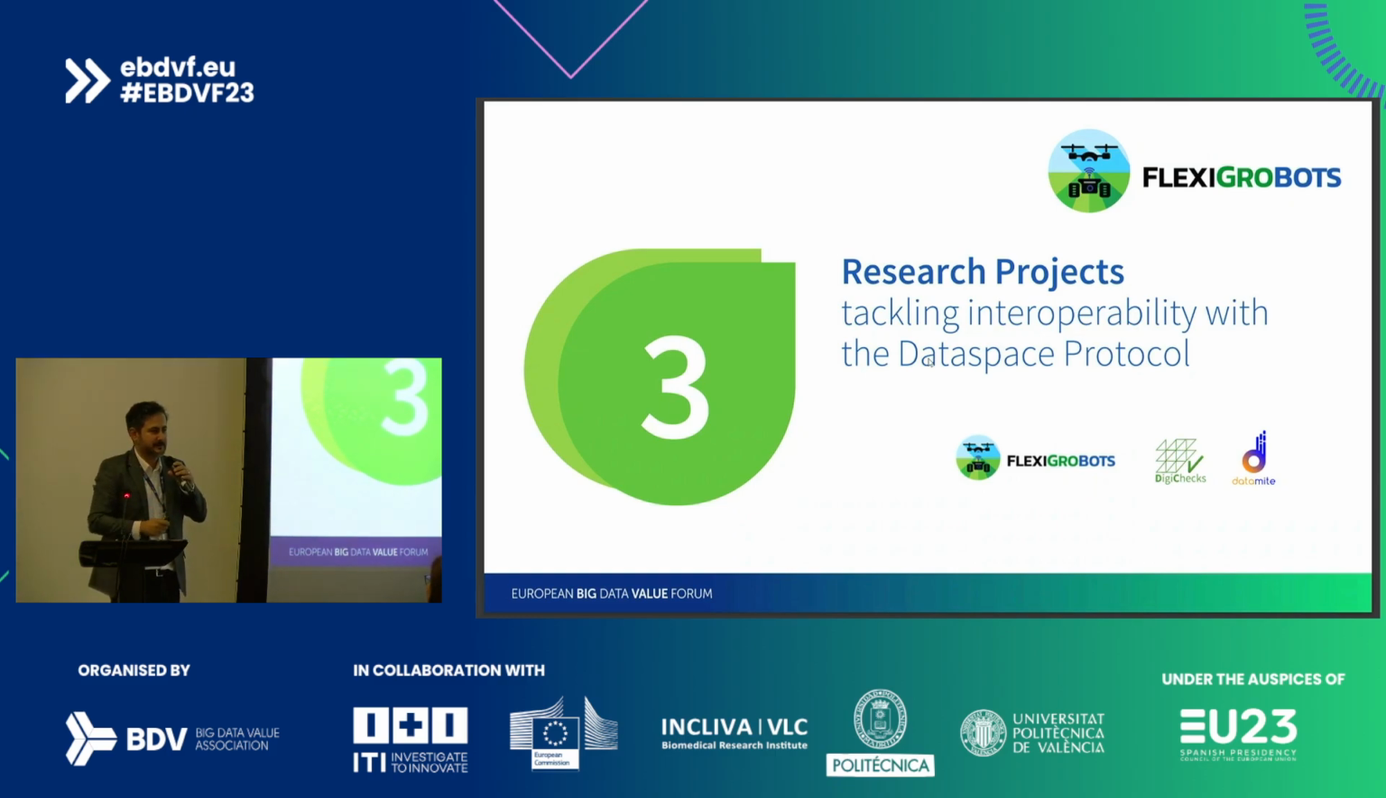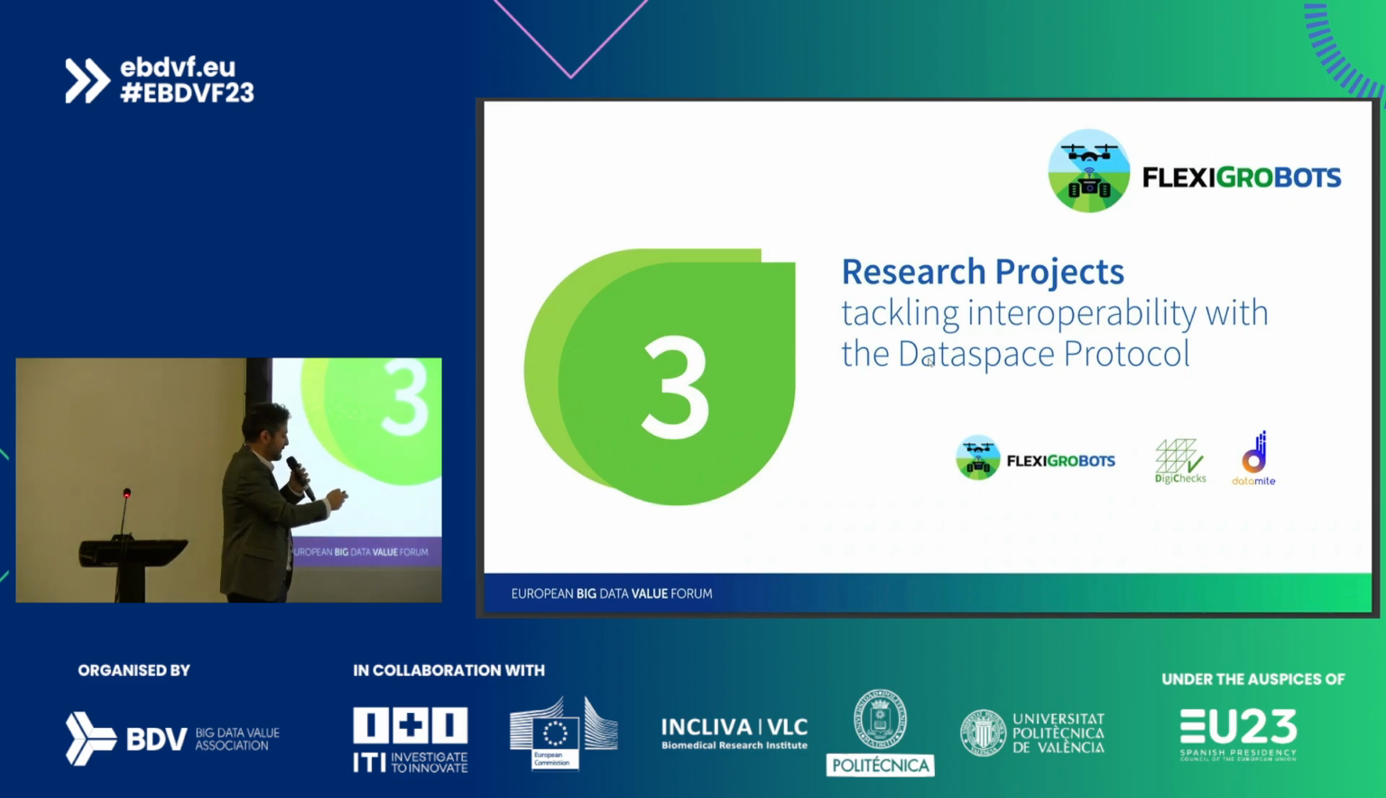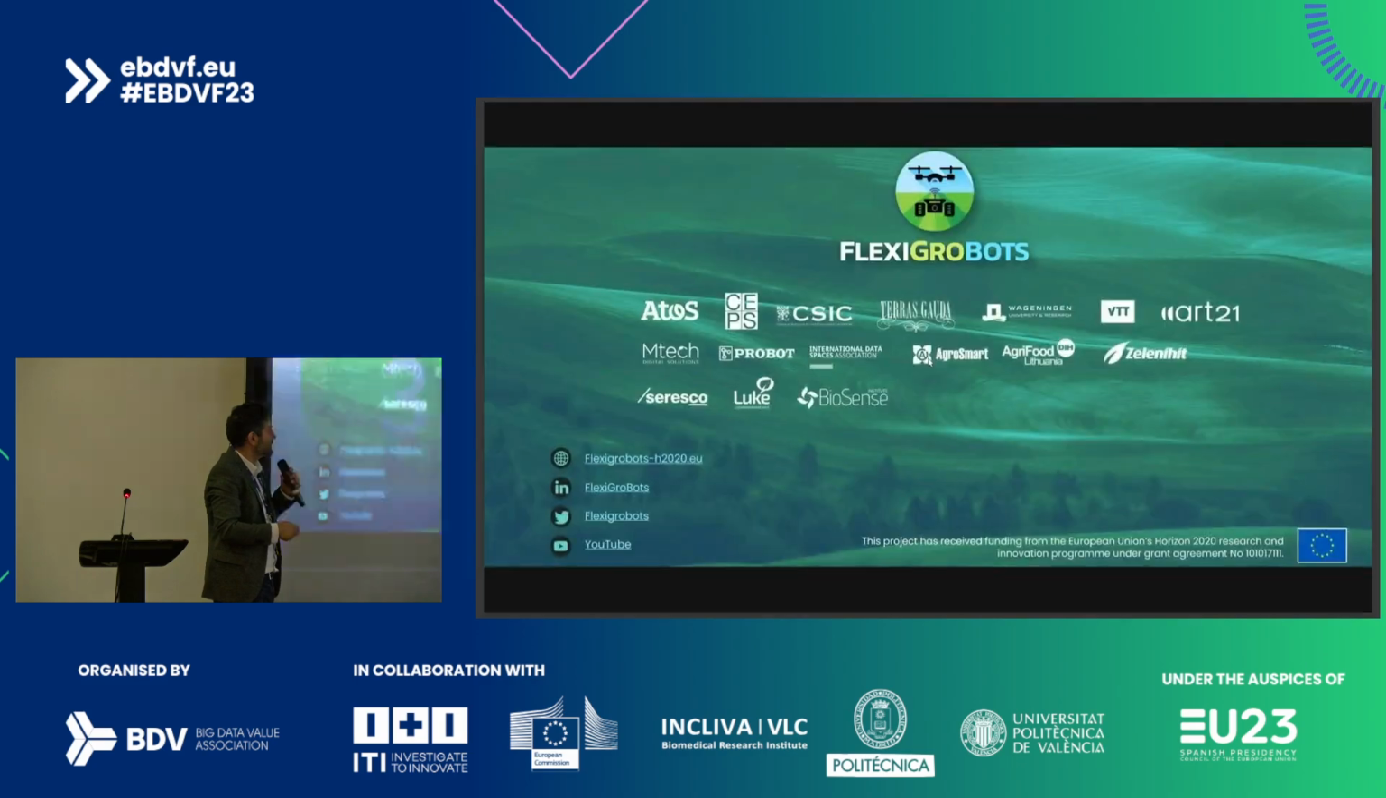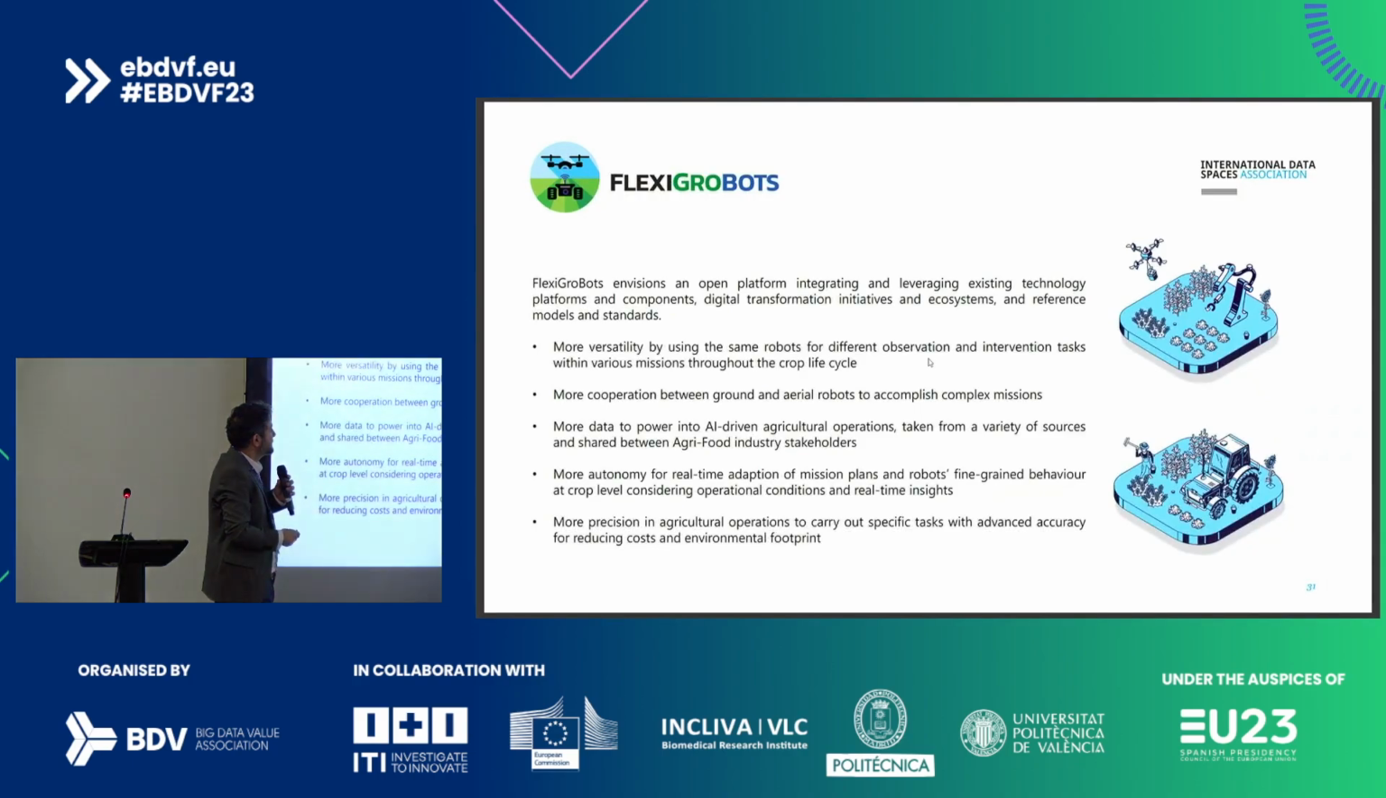Okay, this is another wake-up call. I will be talking about the FlexiGrobots project and how the project tackles the matter of interoperability. The FlexiGrobots consortium consists of 16 partners, and the project will actually end in 2 months. It's about precision agriculture operations using robotics, and also data sharing and a mission control center that is connected to it.